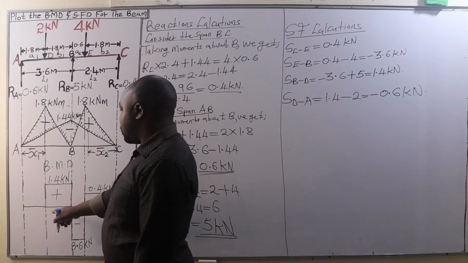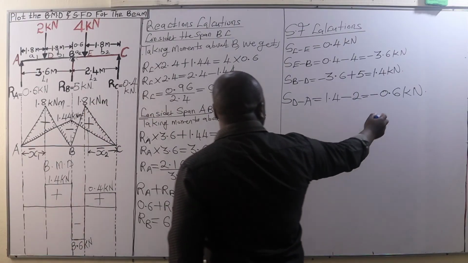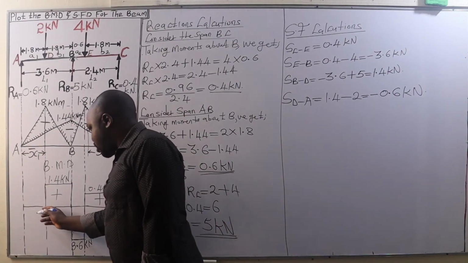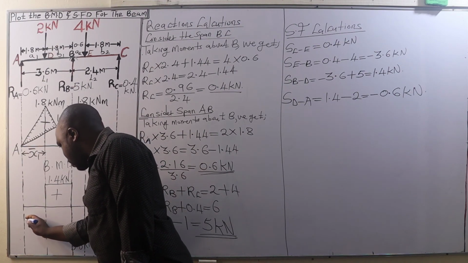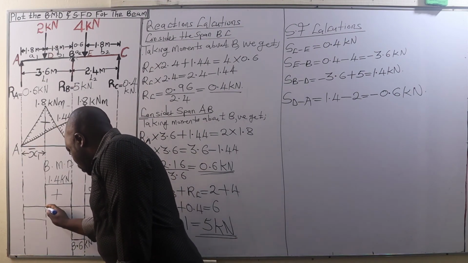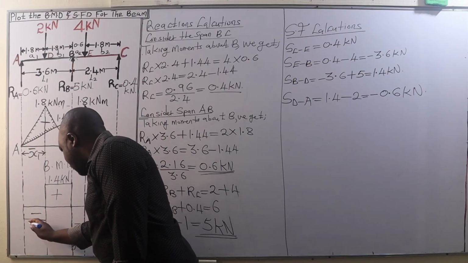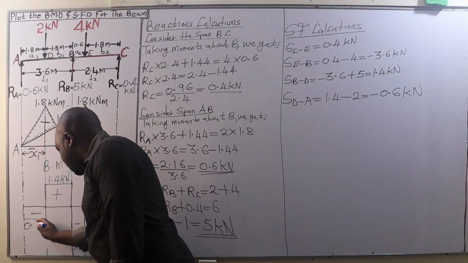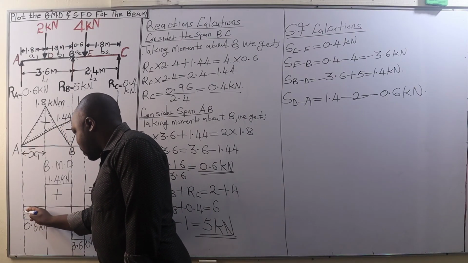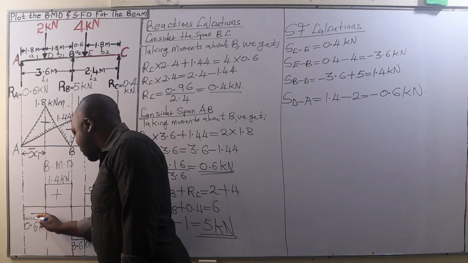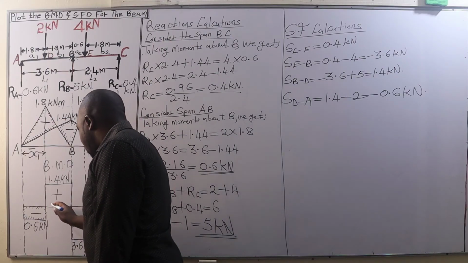Finally, we have the shear force between D and A, which is negative 0.6 kilonewtons. It is going to appear below this line. So negative 0.6, approximately that point. So we are going to have it like that. So that is a negative shear force of 0.6 kilonewtons. Therefore, ladies and gentlemen, engineers, structural engineers, civil engineers, that is how we usually plot a shear force diagram for a continuous beam.